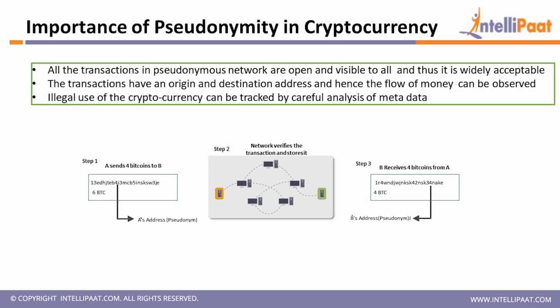Illegal use of cryptocurrency can be tracked by careful analysis of metadata. So in this way, if you see from the diagram, A sends 4 bitcoins to B using his address. It currently has 6 bitcoin, and A's address is the pseudonym identity for A. It is not sending A on the network, it is sending his address as his pseudonym identity, and then the network verifies the transaction using the keys and other things available with them, and once confirmed and validated, B will receive the 4 bitcoin from A at his payment address. That is again B's pseudonym identity. So this way the whole thing works inside a pseudonymous blockchain cryptocurrency network.